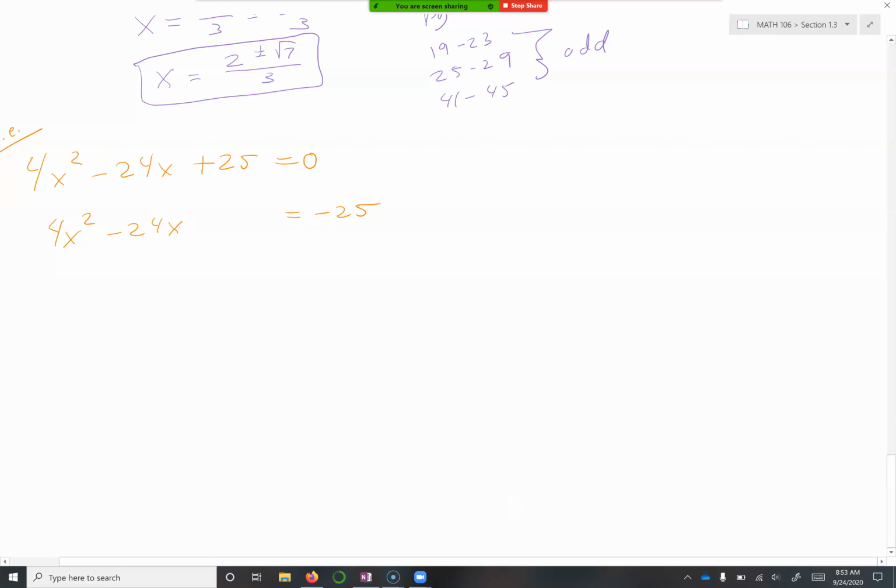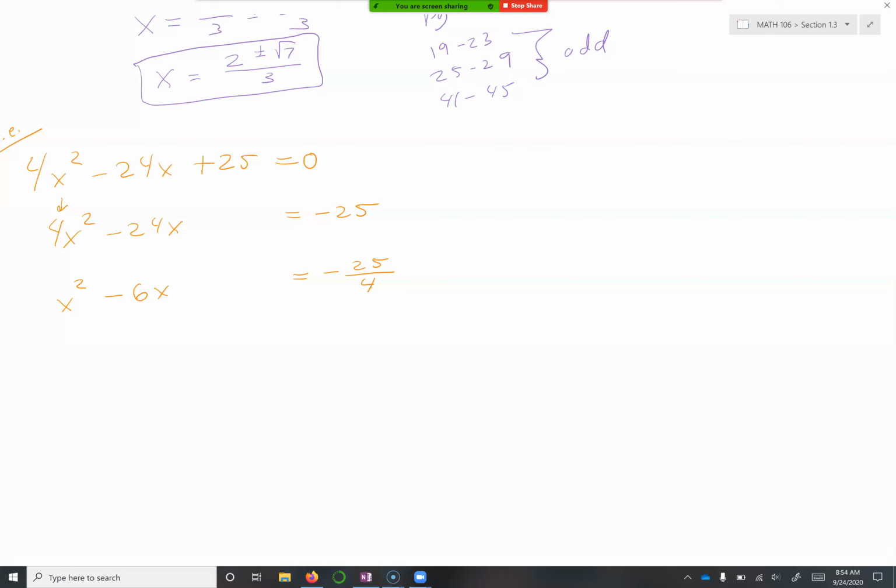The next step was to make sure that the coefficient next to the x squared term was 1. So in this case, it's not. So we're going to divide every term in the equation by 4 to get rid of that term there. So I'm going to do x squared, right? 4 divided by 4 is 1. Negative 24 divided by 4 is negative 6x. And then on the right-hand side, there's really not much I can do. I have to leave it as a fraction. So negative 25 fourths.